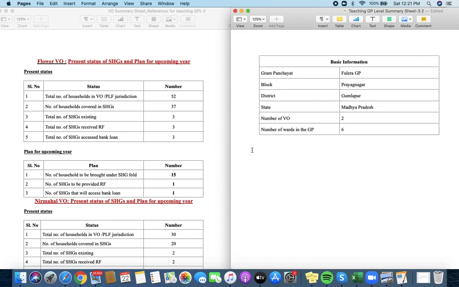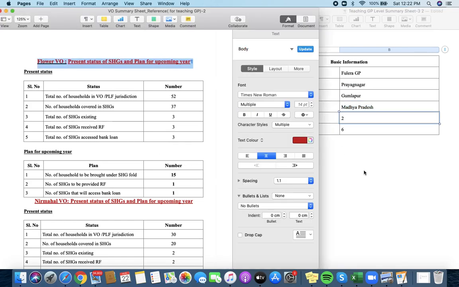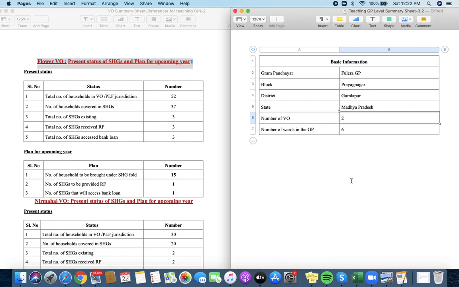This is the basic information. As an example, I have taken here Fulera GP, Prayagnagar, Gumlapur, which is in the state Madhya Pradesh. There are two VOs, as we can see, Flower VO and Nirmahal VO, and the number of wards in the GP.